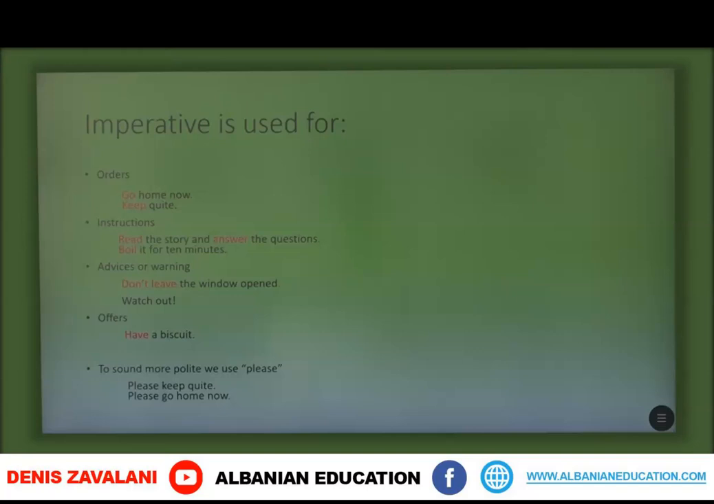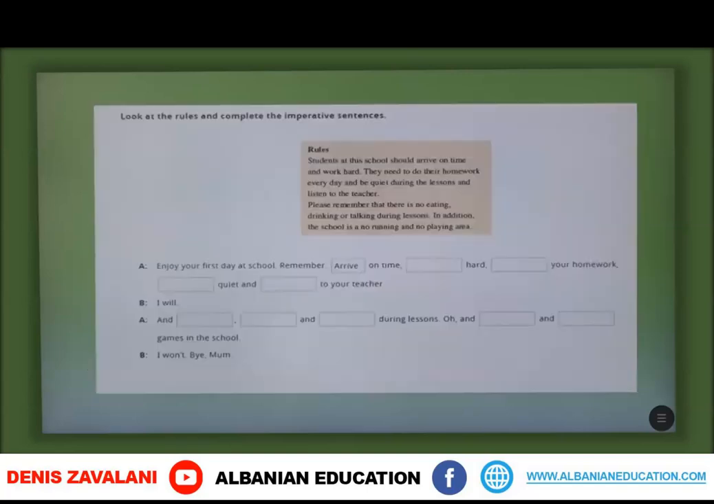For offers, have a biscuit. And to sound more polite, we use please. Please keep quiet. Or please go home now. We're going to do some exercises using imperative. Let's read the rules first and then complete the gaps.